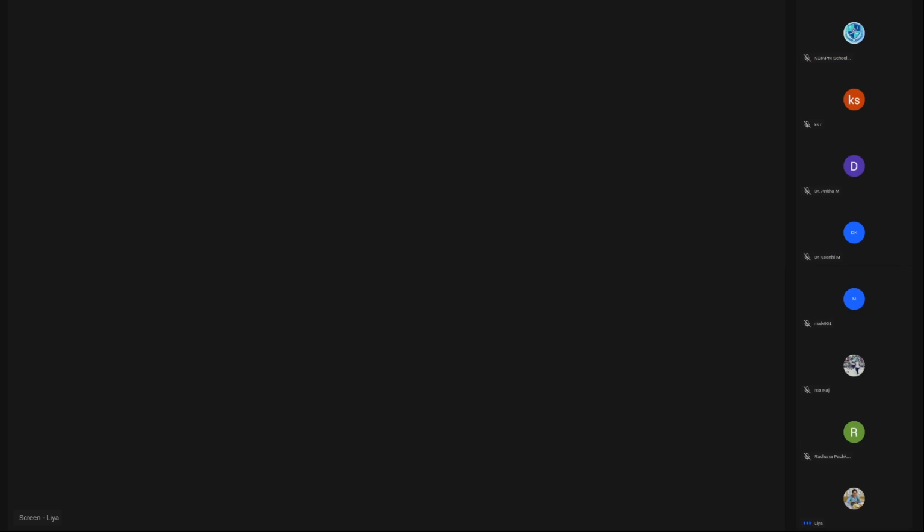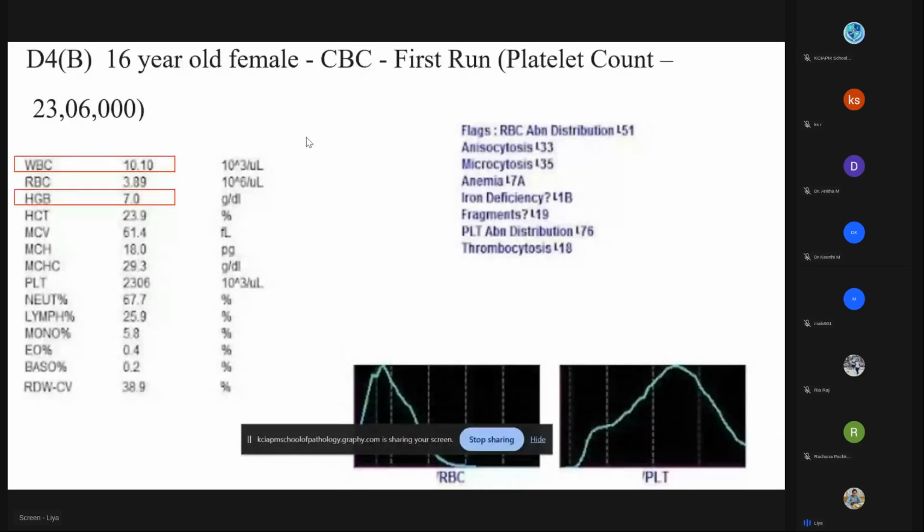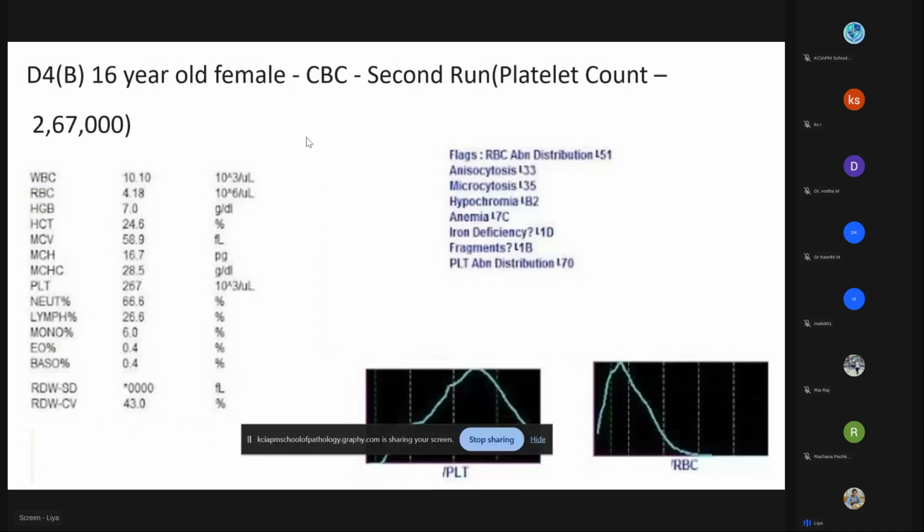23 lakhs, WBC being 10,000, hemoglobin 7 gram per deciliter. And in the second run, platelet count came down to 2,67,000, which was in the normal range, and all the other parameters remained the same.